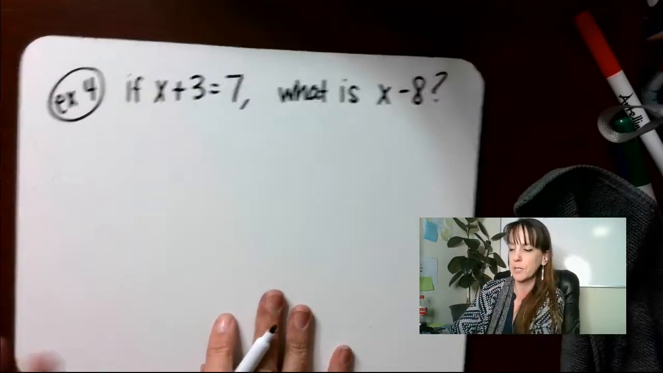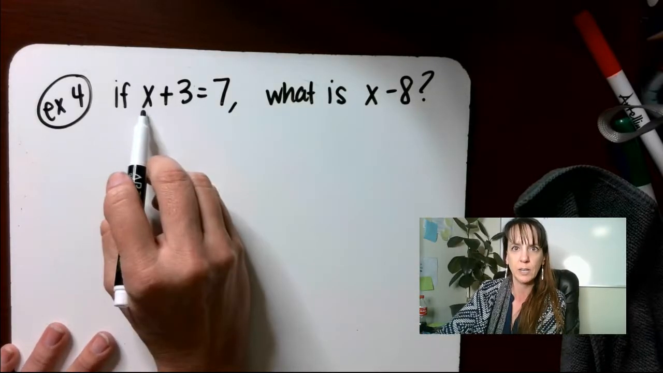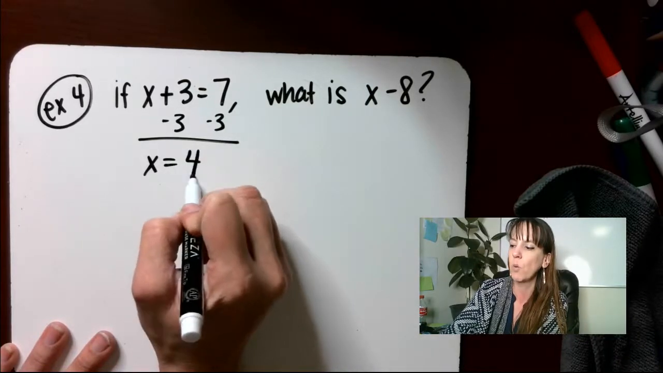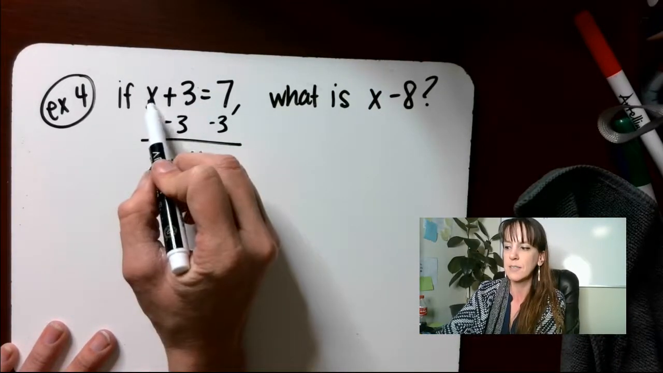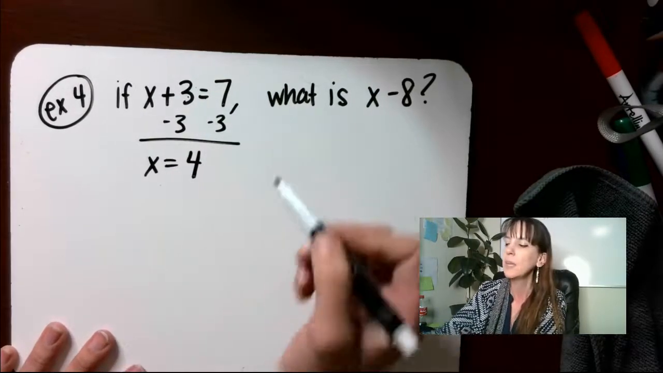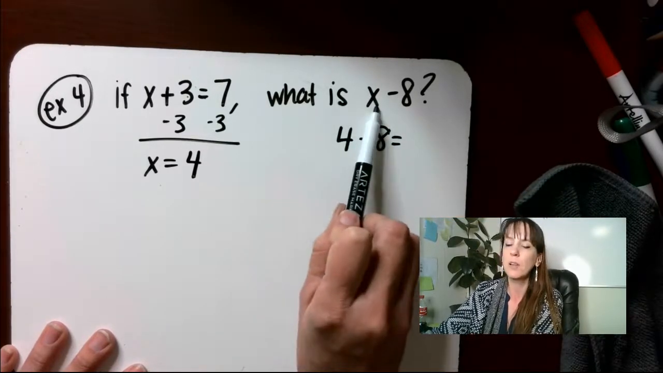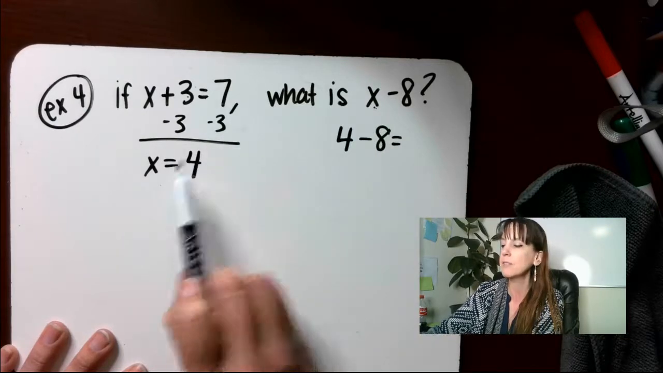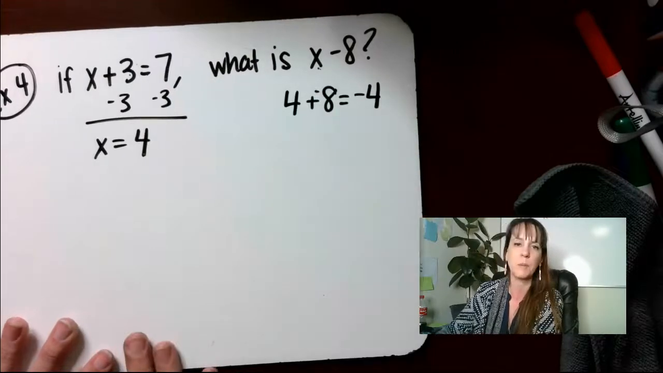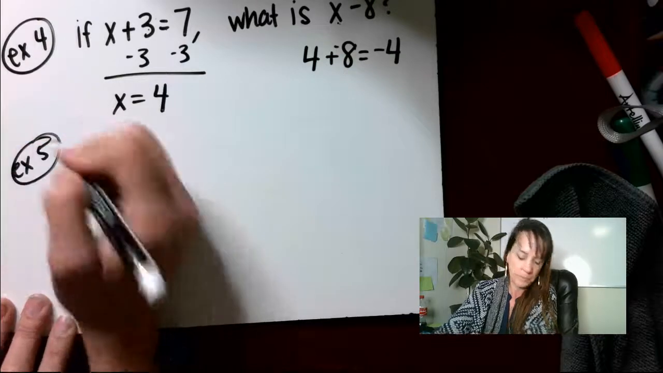So the first step that we have to do here is solve this equation. And just a reminder, we always do our inverse operation because we're trying to get our variable by itself. So minus 3, we end up with x equals 4. Because x plus 3 equals 7 is the same as saying x equals 4, then what is 4 minus 8? We plug in for that x over here. We end up with negative 4. Either you do 4 minus 8 or you can add the opposite if that's easier. That was example 4. Let's try example 5.